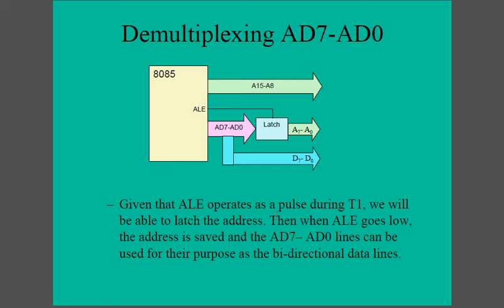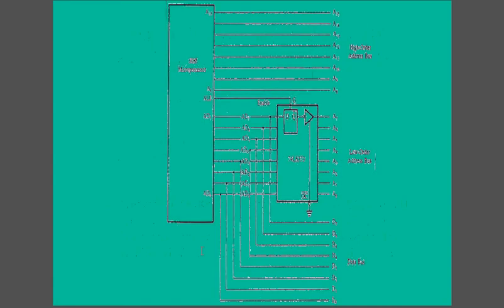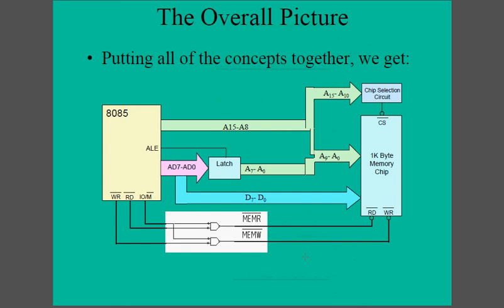Given that ALE operates as a pulse during T1, we will be able to latch that. That means the latch is like you snap the data and put it here, so it will remain here until you change to another address. Then when ALE goes low, the address is safe, and AD0 to AD7 can be used as the bidirectional data lines. Yeah, this is how they do the multiplexing. This is the latch where they store the address, and all of the lines AD0 to AD7 can be used as the data bus.